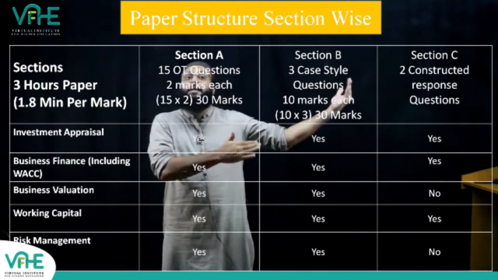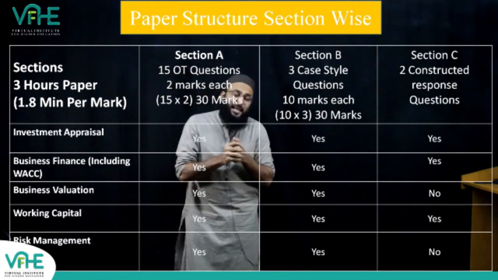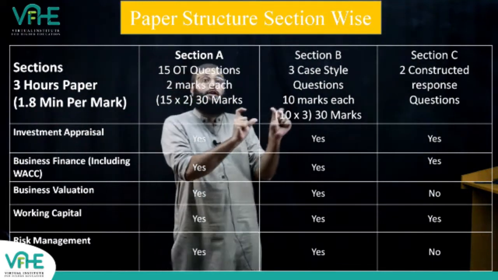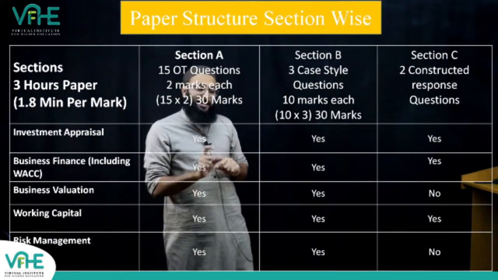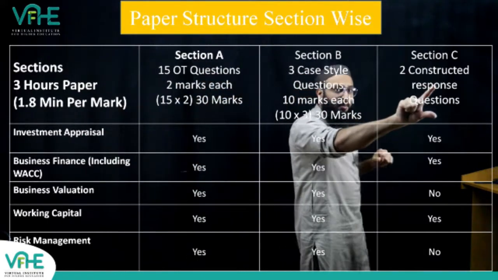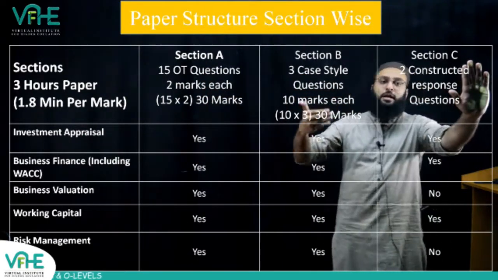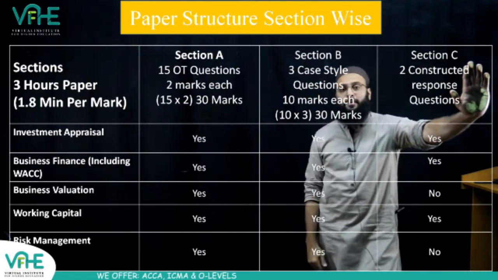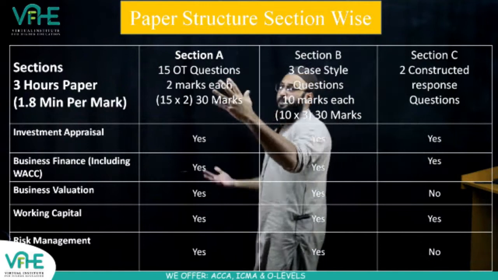Then you have section C. Section C is a constructive response area where you have to construct your answer. This comprises of 40 marks. So each CRQ has a weightage of 20 marks. So 20 into 2 makes 40. So basically, this is the paper structure.